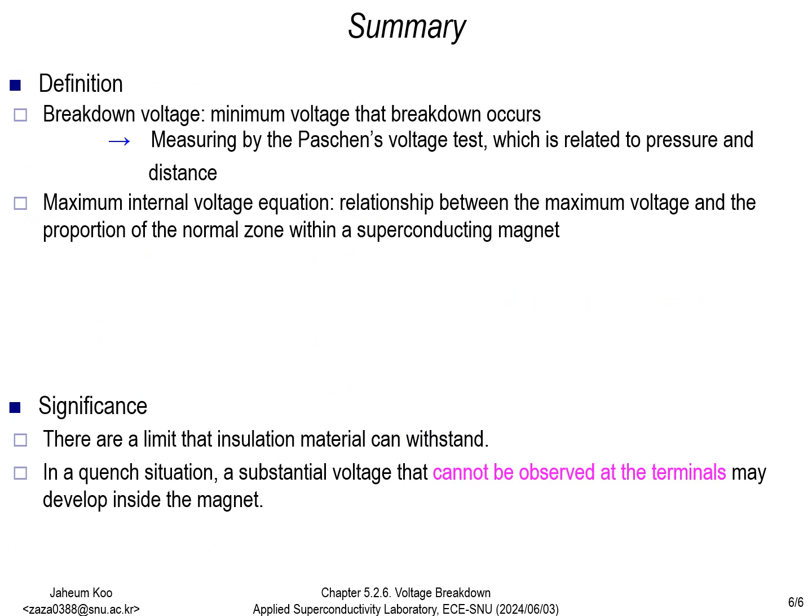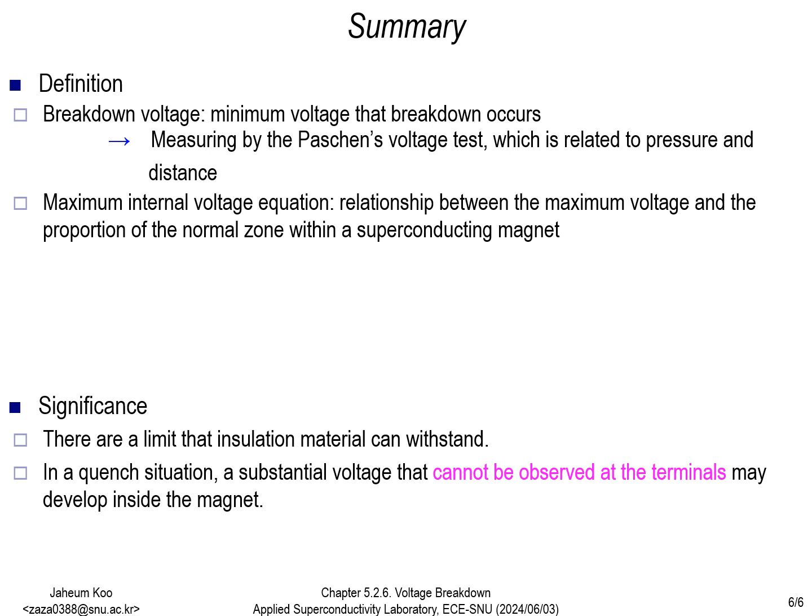Breakdown voltage refers to the voltage at which dielectric breakdown occurs, leading to insulation failure. This voltage can be measured using Paschen's voltage test, which assesses the dielectric breakdown of gases. The breakdown voltage varies depending on the type of gas, its pressure, and the distance between the electrodes. In superconducting magnets, the appearance of a sudden normal zone can lead to the calculation of the maximum internal voltage generated within the magnet, depending on the proportion of the normal zone.